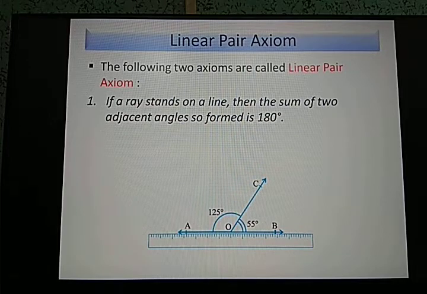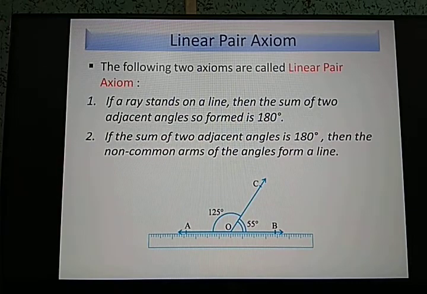So this is just an example. The angle measurements of the two adjacent angles may be different. It may not be this, it may be something else. But whatever the measurement is, if you take the sum of the measurements of those two adjacent angles, then it will be equal to 180 degree. This is what the axiom says. Now let us see the next axiom.